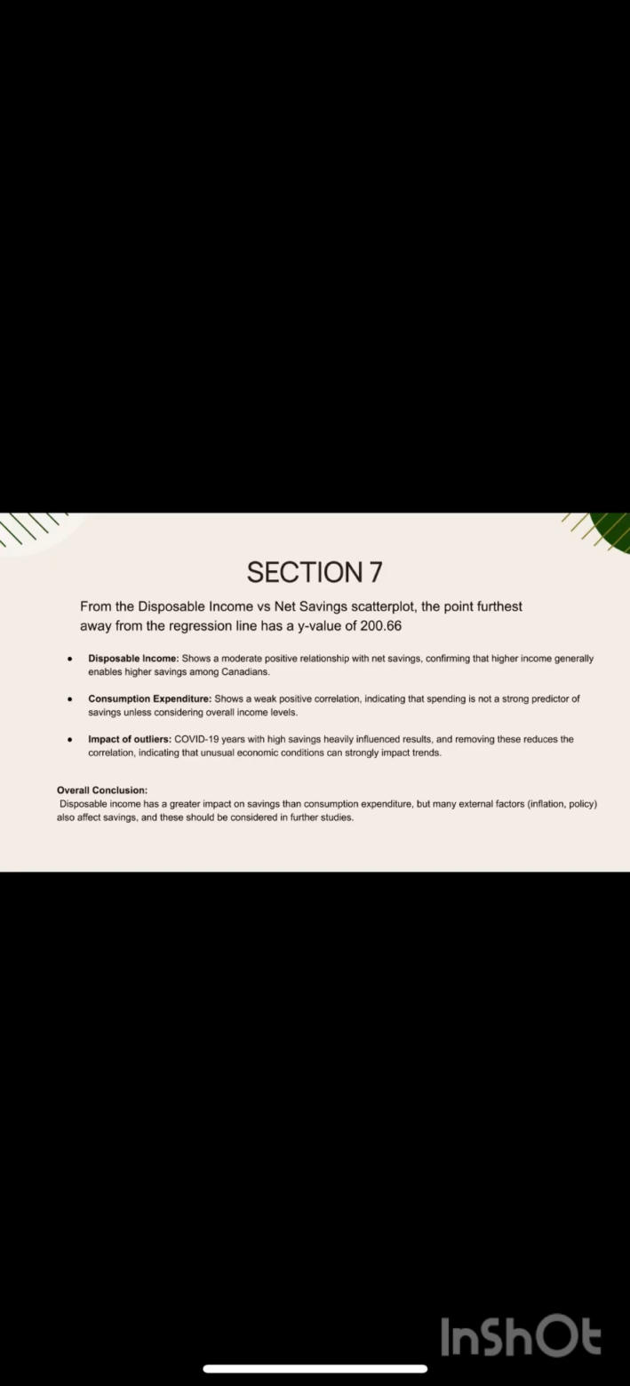So in my conclusion, my analysis showed that household disposable income is a strong predictor of household net savings, while consumption has a weaker but still noticeable connection to savings behavior. Removing outliers such as extreme years helped me see clearer patterns in the data, confirming that sudden economic events like the COVID-19 pandemic can greatly impact saving trends. Overall, this project demonstrated that while spending habits matter, having a higher income is the biggest factor that helps Canadians save more money.